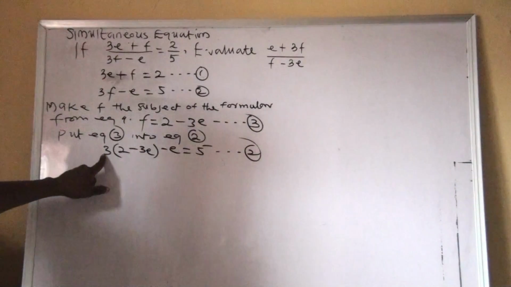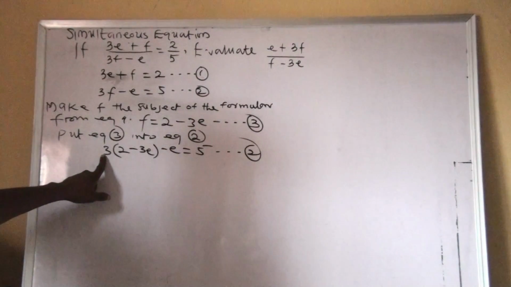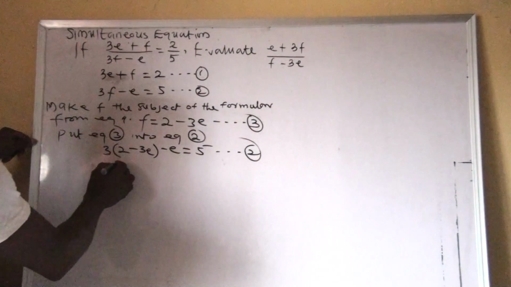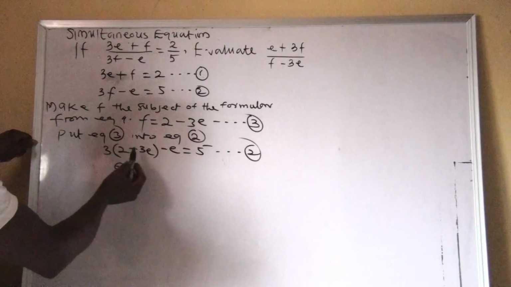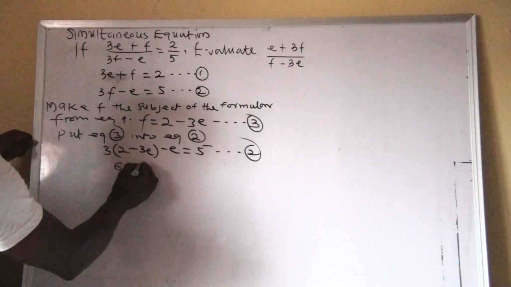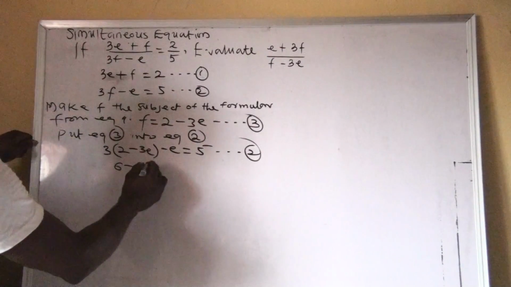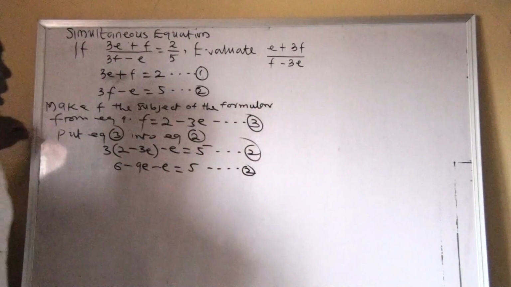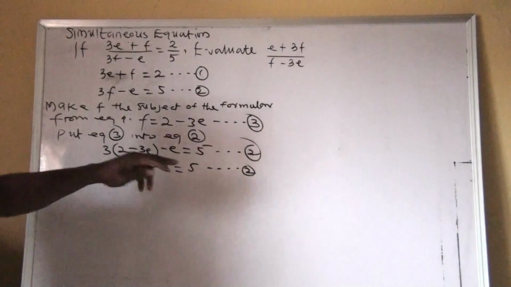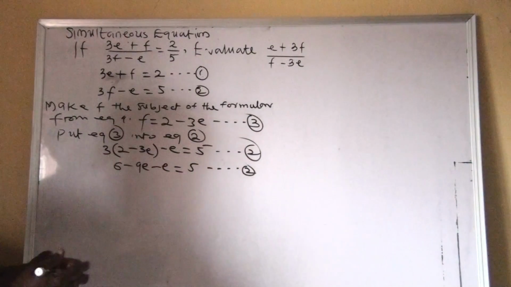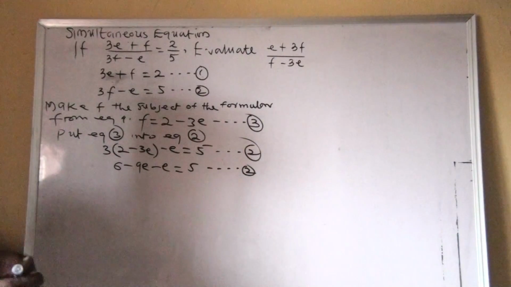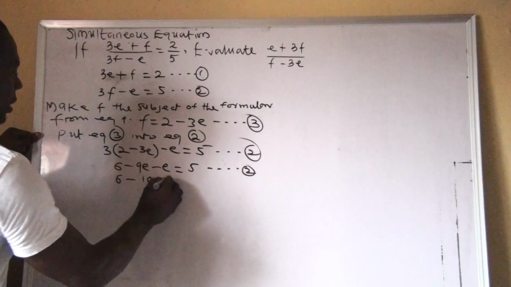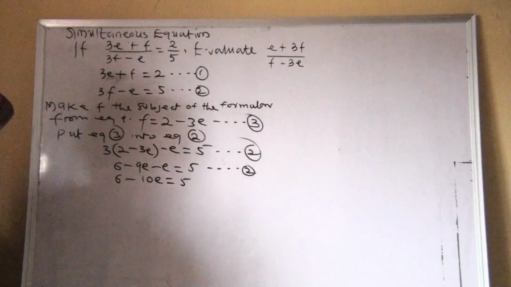Here we open this bracket by distributing 3 within the bracket. So 3 times 2 gives us 6. 3 times -3e gives us -9e. And here we have an e before, so -e, equal to 5. Here -9e - e, the numbers increase, but the negative sign will still be there. So here we have 6 - 10e = 5.